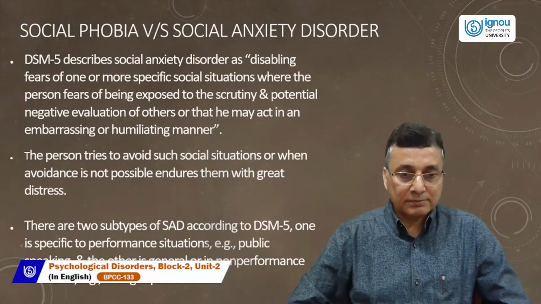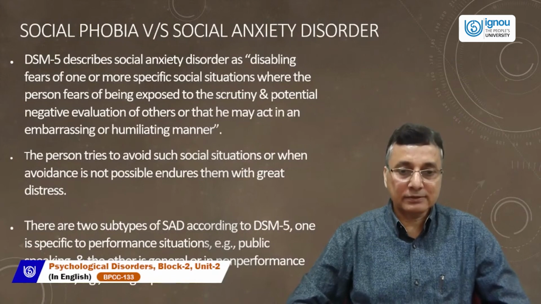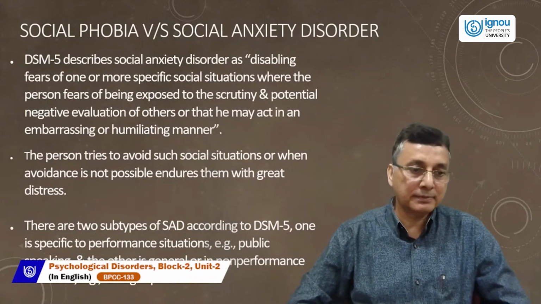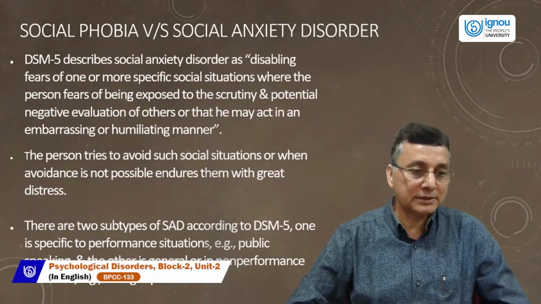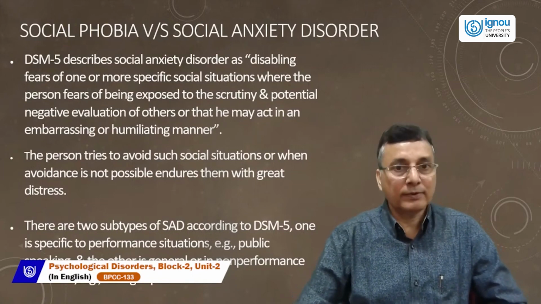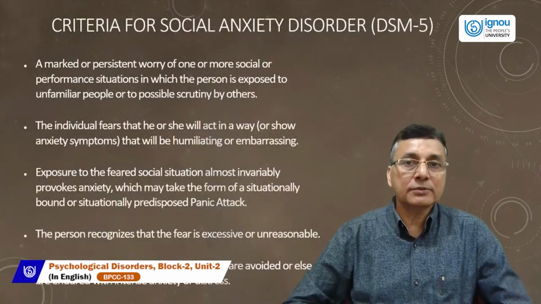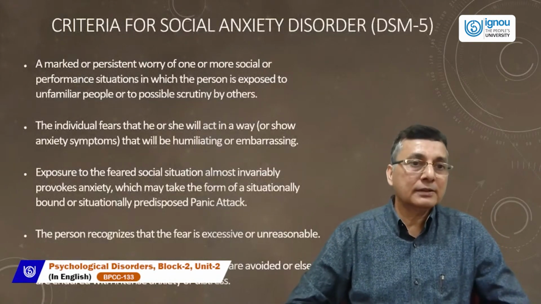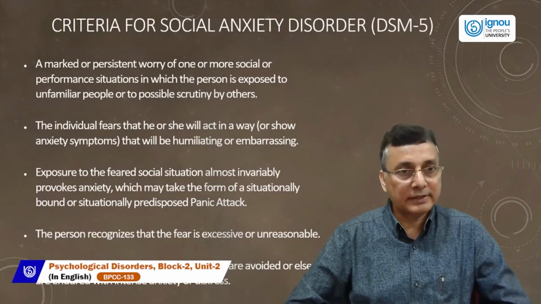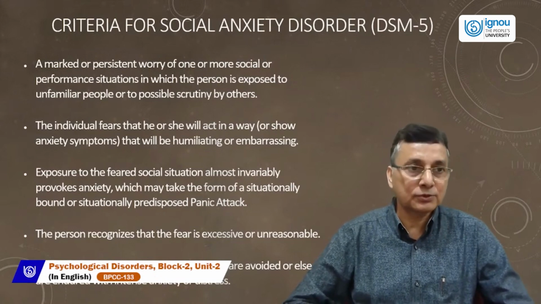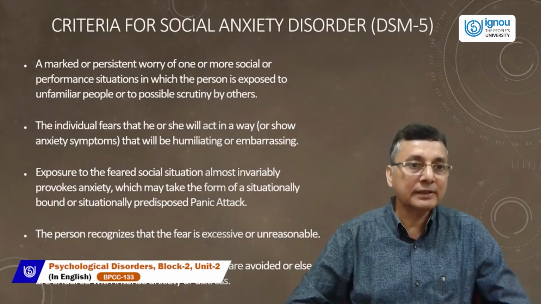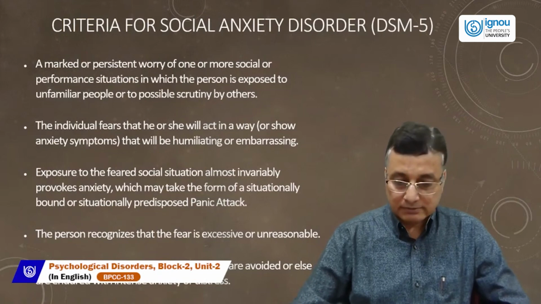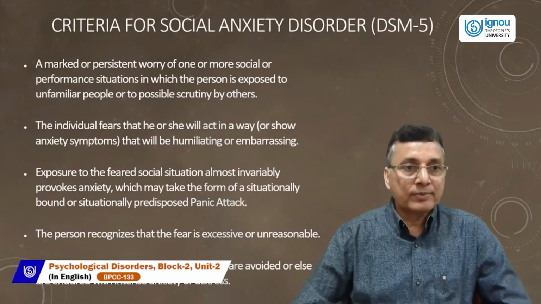There are two subtypes of social anxiety disorder according to DSM-5. One is specific to performance situations, for example, public speaking, and the other is general or in non-performance situations, for example, eating in public. Criteria for social anxiety disorders. A marked, as we have discussed, a marked or persistent worry of one or more social or performance situations in which the person is exposed to unfamiliar people or to possible scrutiny by others.